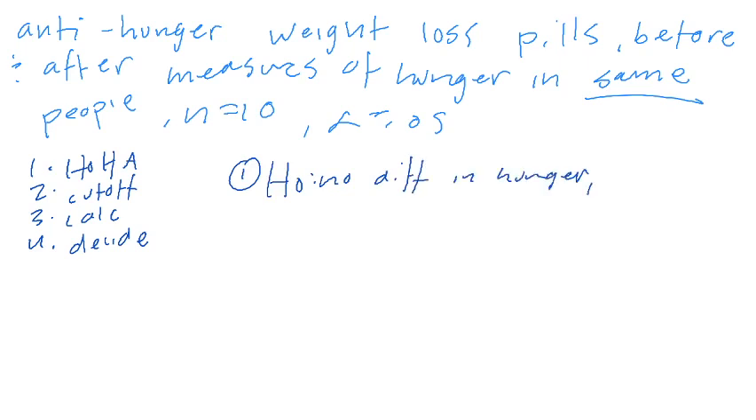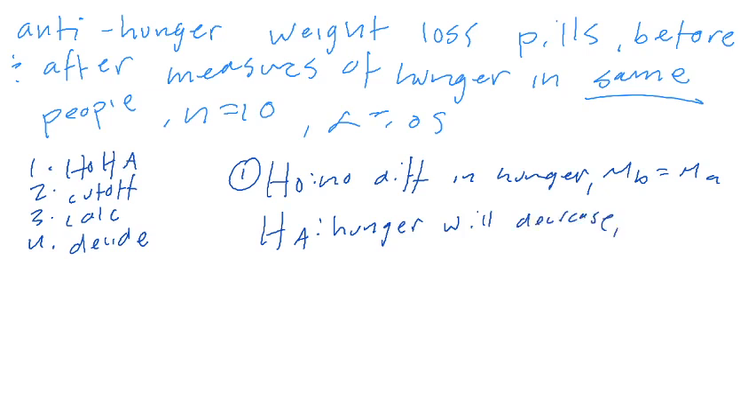So our hypothesis would look like this. The mean before will be equal to the mean after. And then the alternative will be that there is a difference, and specifically that it's anti-hunger, so hunger will decrease. We're expecting hunger to be greater before than it is after. I'm going through this verbally, but on a quiz or homework, this will all be written out for you to parse out.